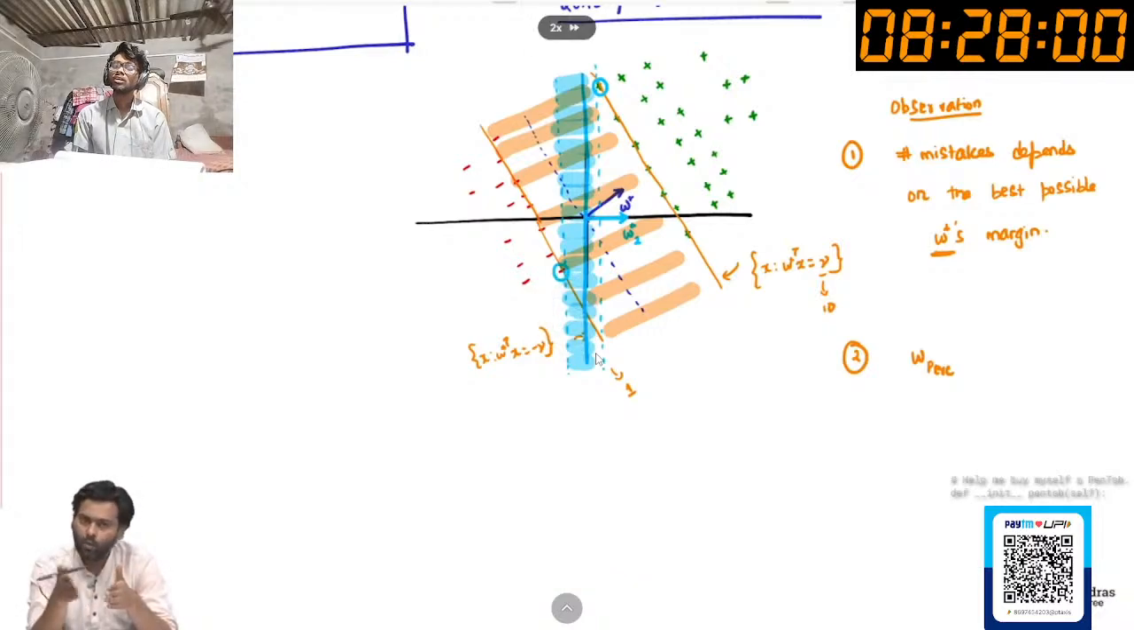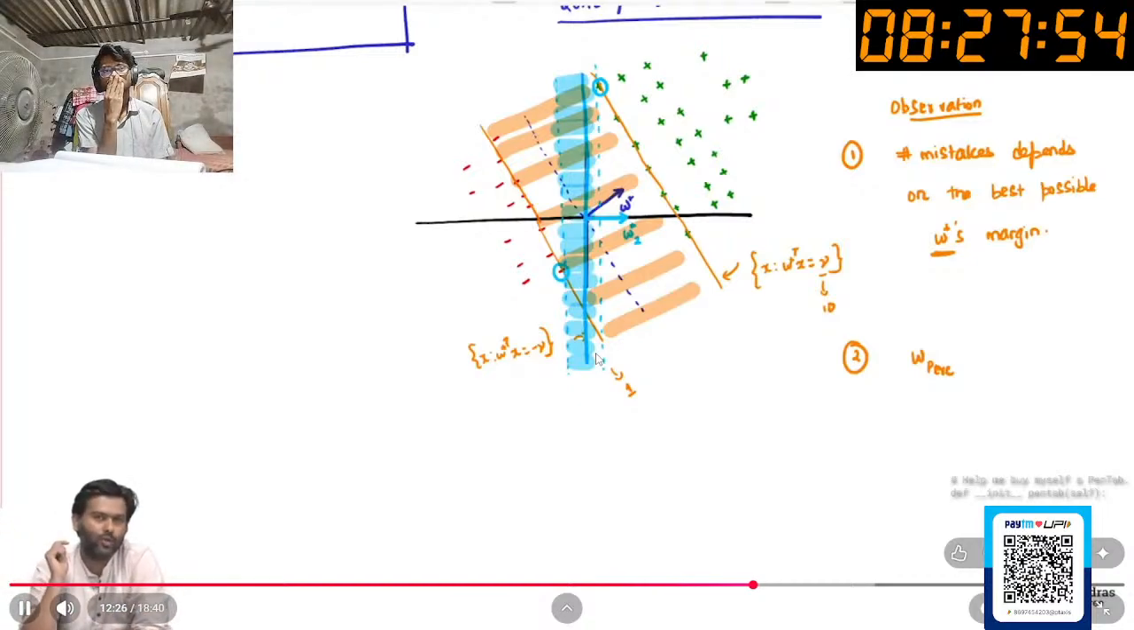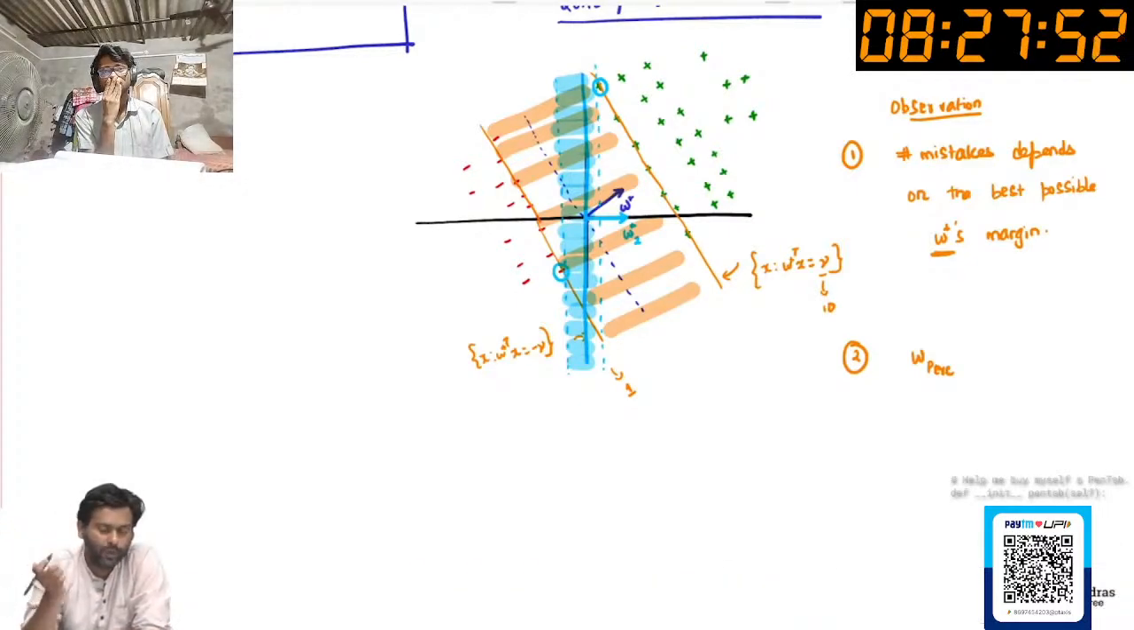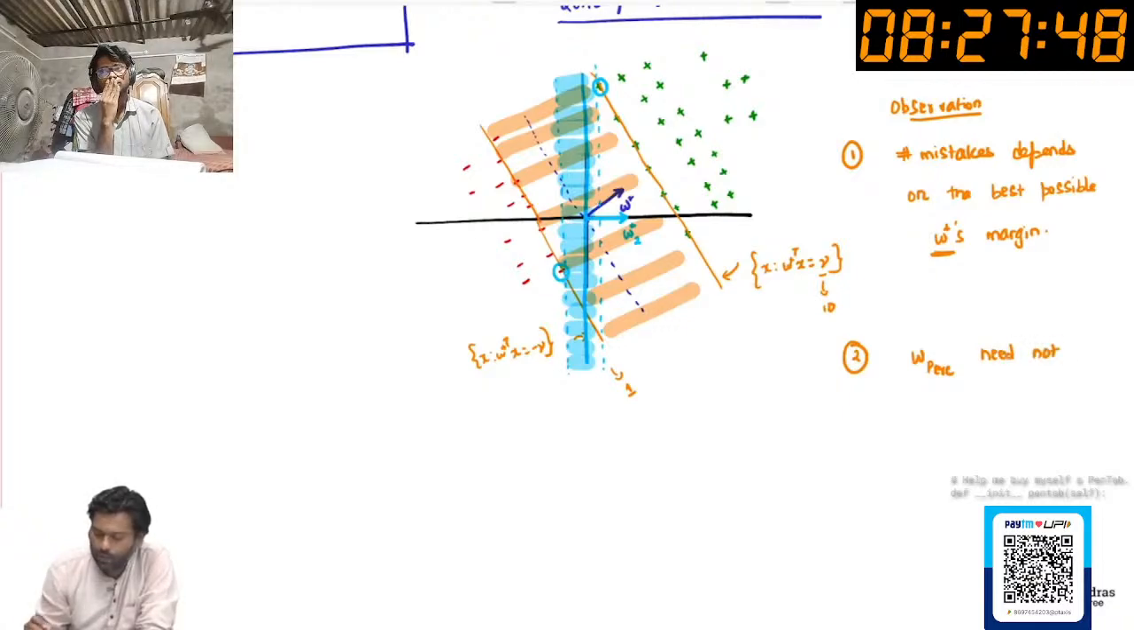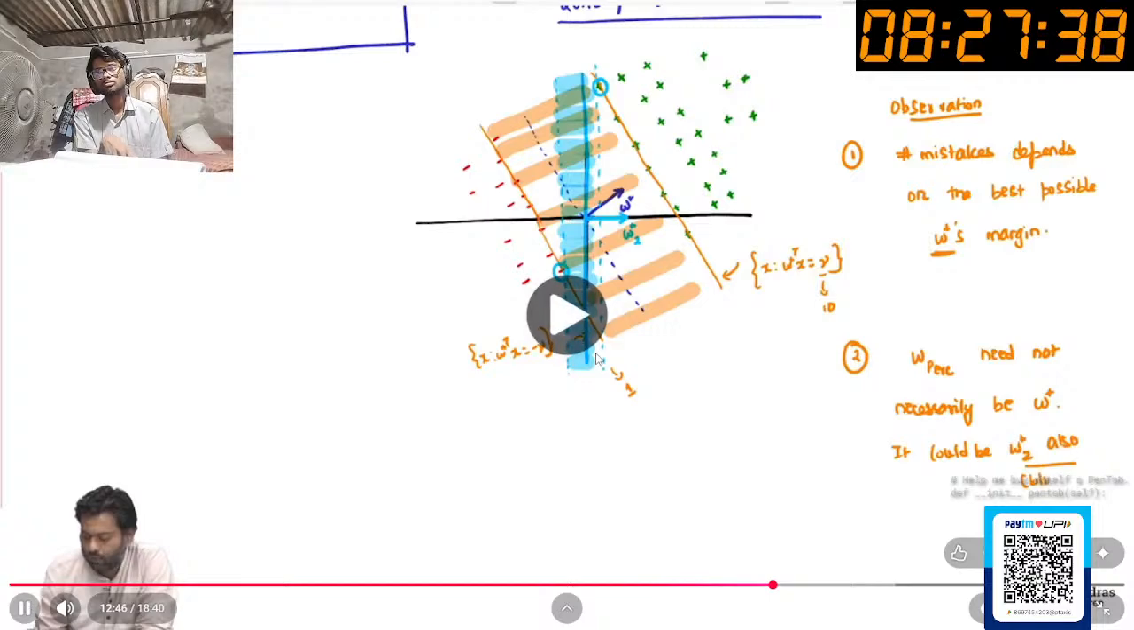However, the W perceptron that the perceptron finally gives you need not necessarily be, in this case, the orange line. It could be the blue line also, right? So W perceptron need not necessarily be W star. It could be W star 2 also, the blue line.